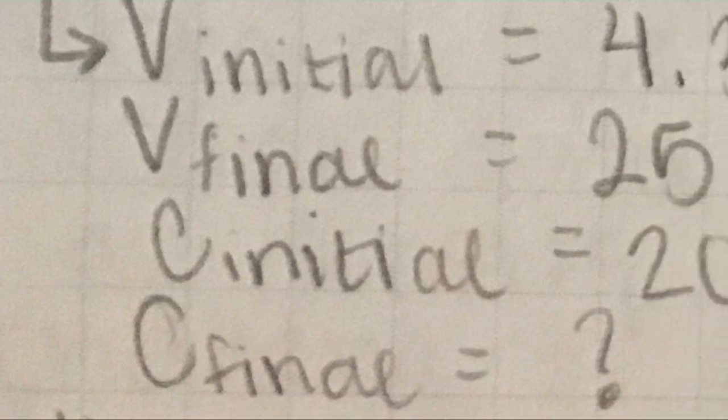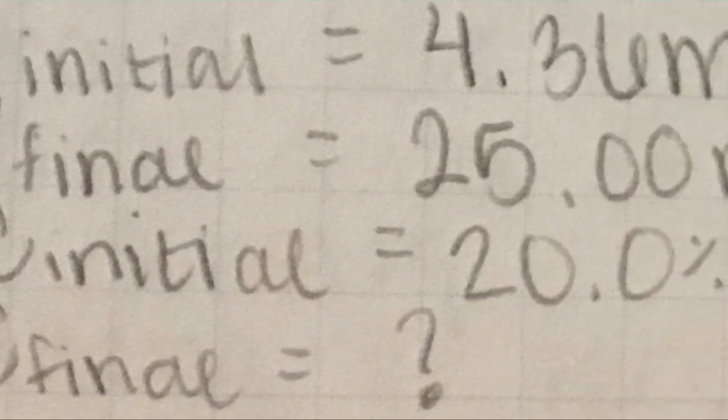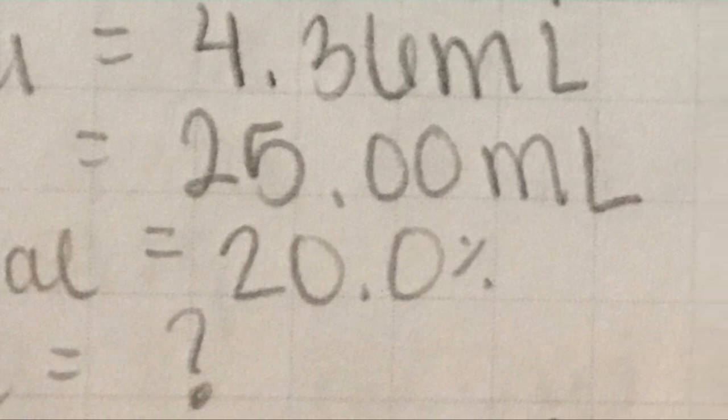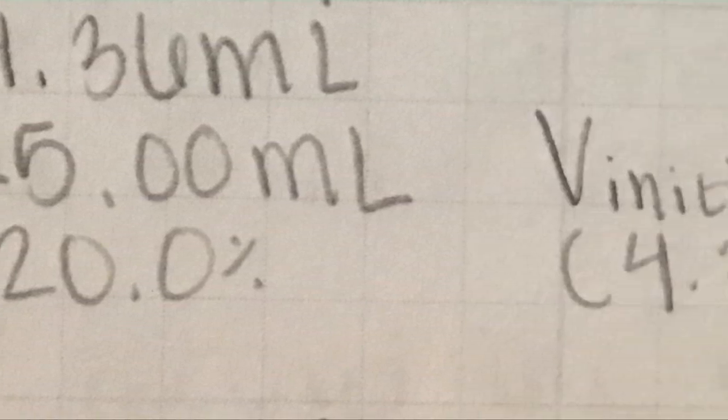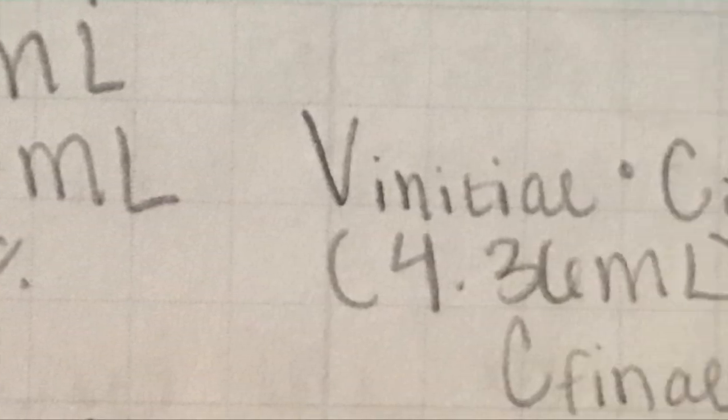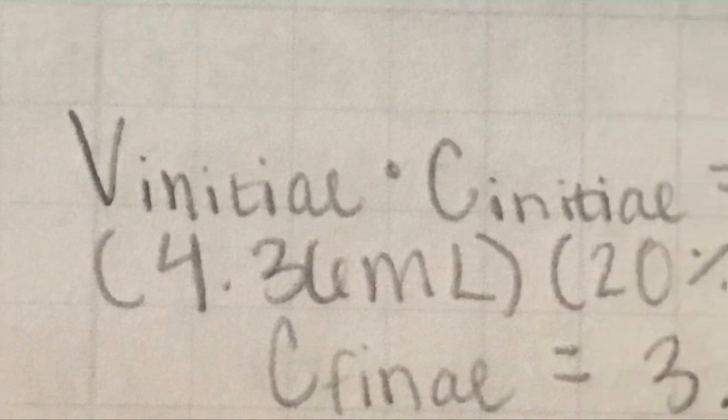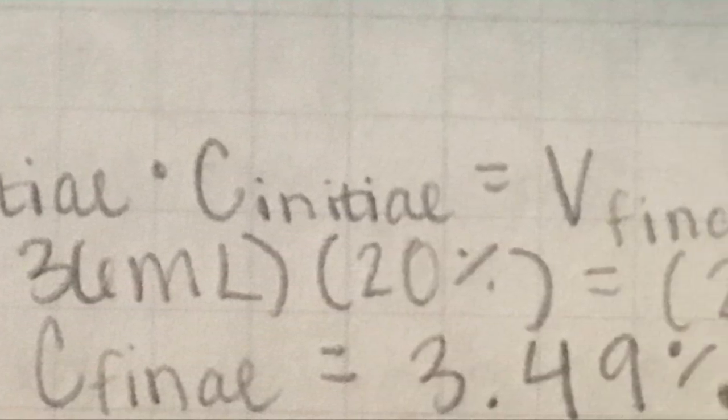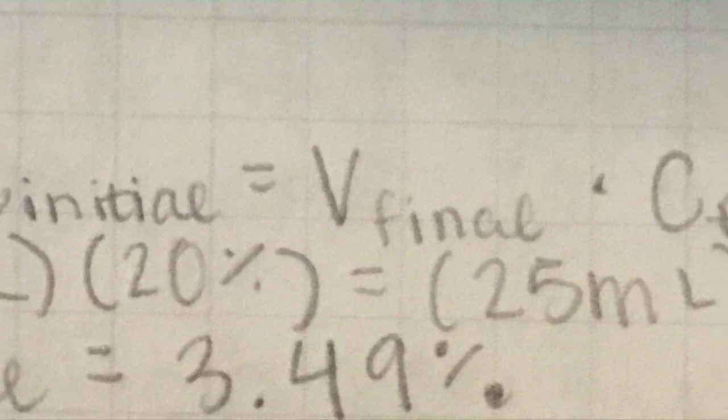To calculate the concentration of the dilution, use the equation C1 times V1 equals C2 times V2. C1 refers to the concentration of the original stock solution, V1 refers to the initial volume of the stock solution, C2 refers to the concentration of the dilution, which is what you are calculating for, and V2 refers to the final volume of the solution.